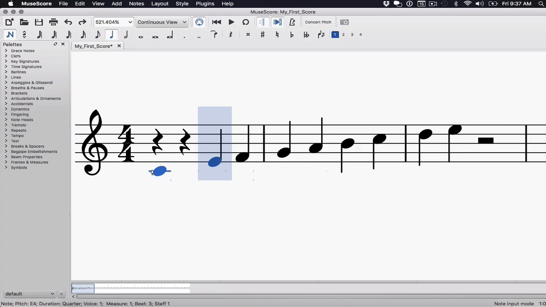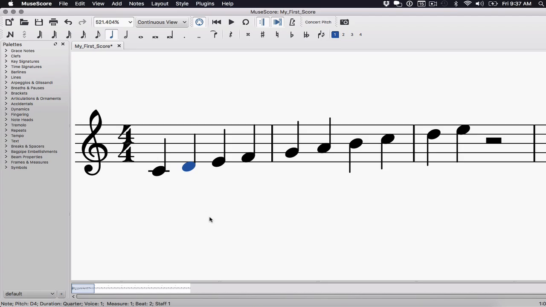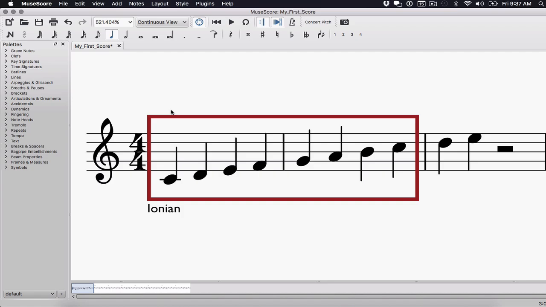Now let's point out one more thing while we're here. I'm going to do something weird here. So what we're seeing here now is a C major scale going all the way up to E, right? So it's going from C up to C, and then it keeps on going up to E. So check this out. Here we have the Ionian scale.